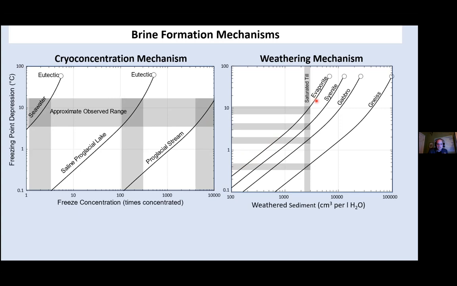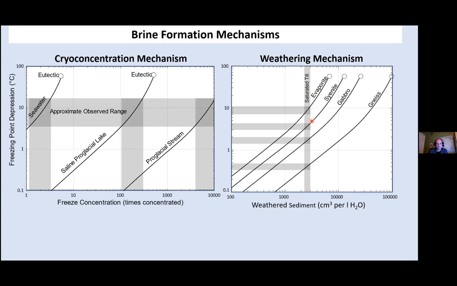These trajectories are based on the abundance of salts of halides in major rock types. The evaporite one is hypothetical, but these are measured concentrations of halides in syenite, gabbros and gneiss from Greenland. And this bar here is saturated till. So this would be the somewhat idealistic situation in which you had saturated till and every single halide in that till went into the water. So would that happen? You would get to these freezing point depressions.